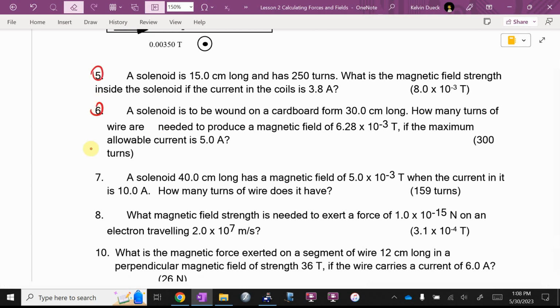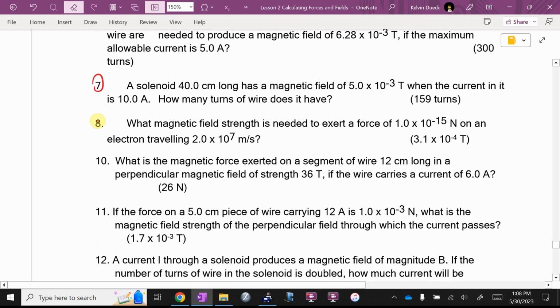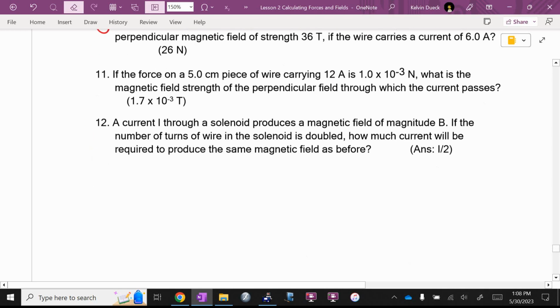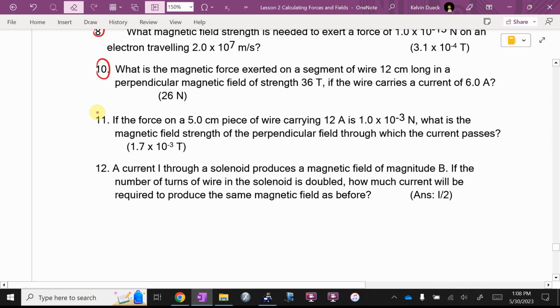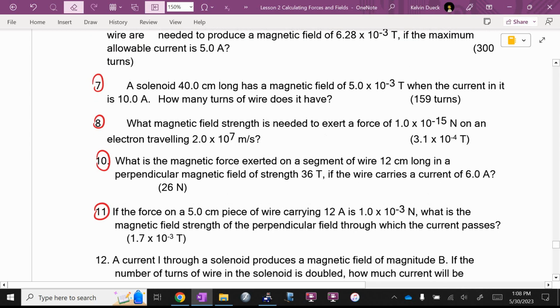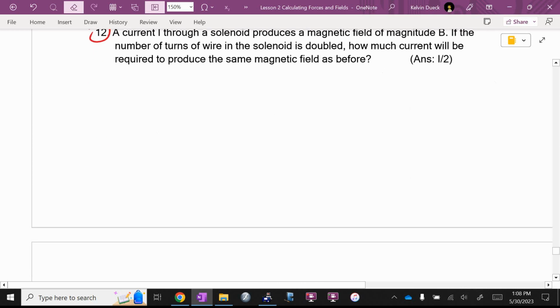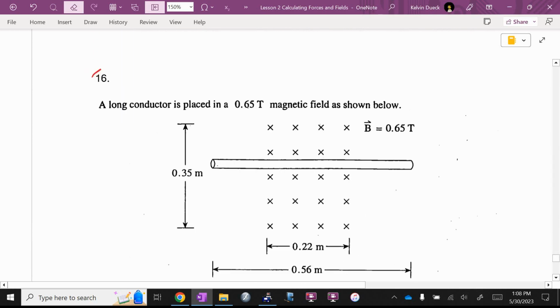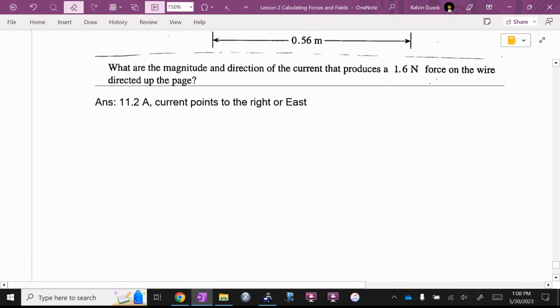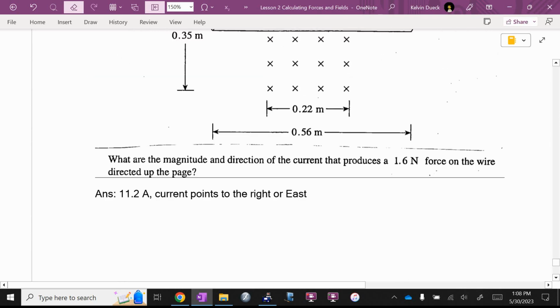5 is good. 6 is good. 7 is good. 8 is good. 9 is good. 11. Sorry, I skipped 9. 7, 8, 10, 11. The 12 is good. You can skip 13, 14, and 15, but you can do 16. Yeah, I know.